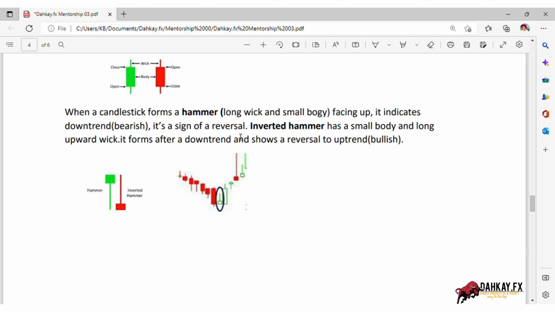So we also have what you call an inverted hammer, which has a small body and a long upward wick, just like this one here. This is an inverted hammer, and it represents an upwards trend. When you see it on a downwards trend, just like here, where the market was still going down and we had an inverted hammer, absolutely the market started going up. This is how the hammer and inverted hammer work.